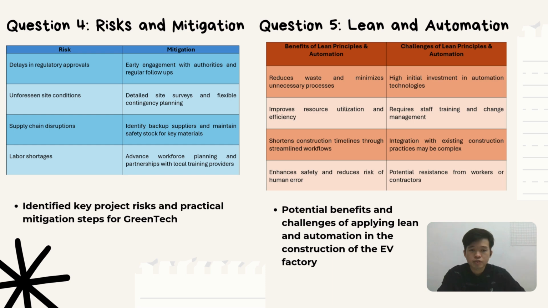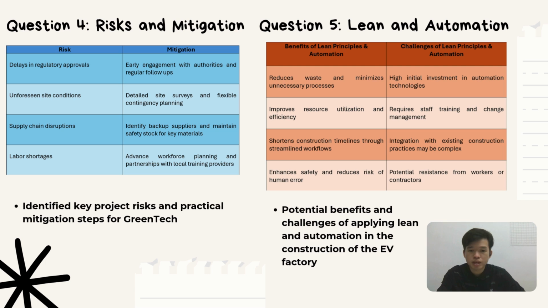For question 5, we explore the benefits and challenges of applying lean principles and automation in building the EV factory. On the positive side, lean automation helps reduce waste and minimize unnecessary processes, while also improving resource utilization and overall efficiency. They can shorten the construction timelines by streamlining the workflows and enhance safety by reducing the risk of human errors. However, there are also important challenges to consider.